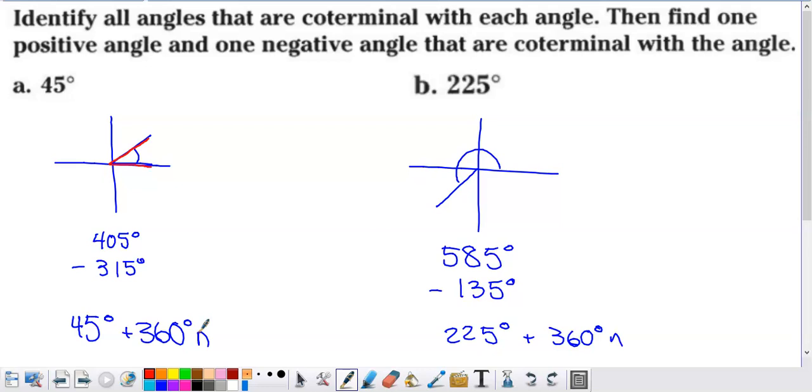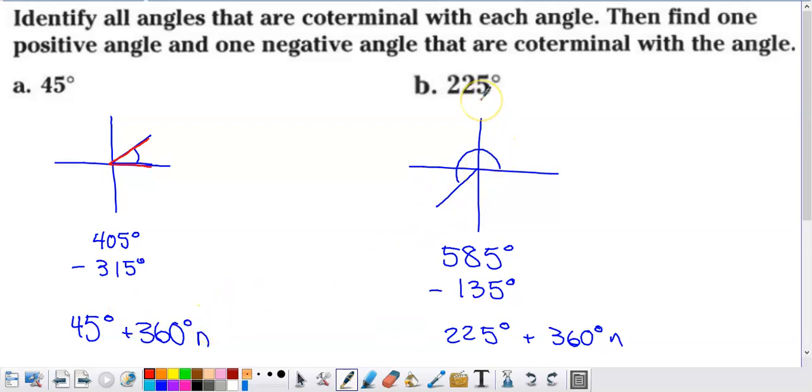So if I add 360 times n, as long as n is an integer, I'm looking at an angle that's coterminal with 45 degrees. What that basically means is if I put a 5 in place of n, 45 plus 360 times 5, that would mean I'm starting here, and then I'm moving 5 times around this circle, and I'm ending at that same spot when I add 5 times 360 onto 45 degrees. So hopefully that makes pretty decent sense for you. We'll try to speed this next one up.